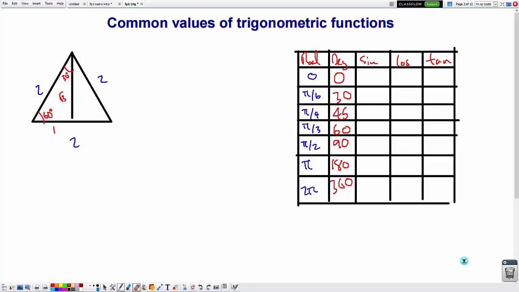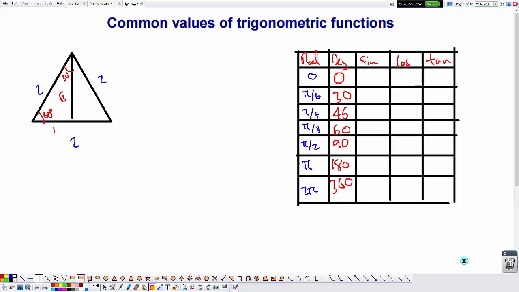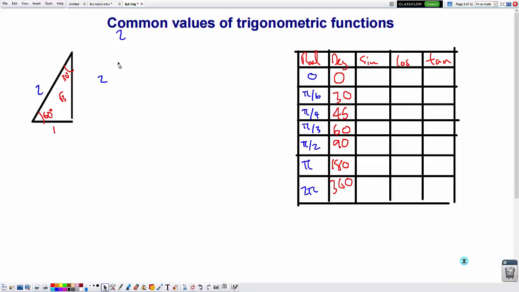Now we can just use SOHCAHTOA to work out the values. Ignore this half. All we need now is that triangle there. We don't need these values of 2 anymore. So really we want the triangle that's 1, root 3, 2. Okay, so from this we can work out sine, cos, and tan of 60 and 30.